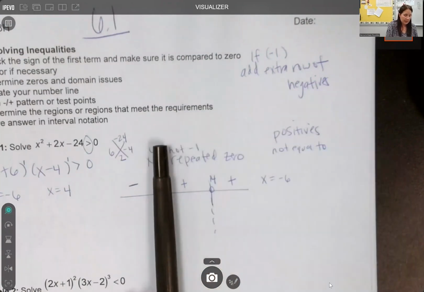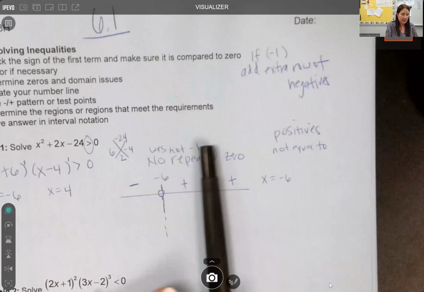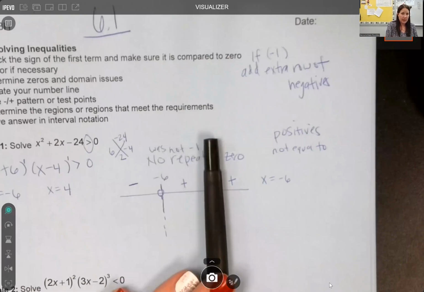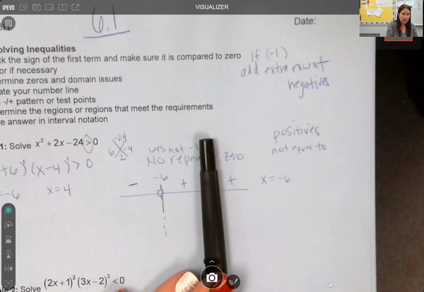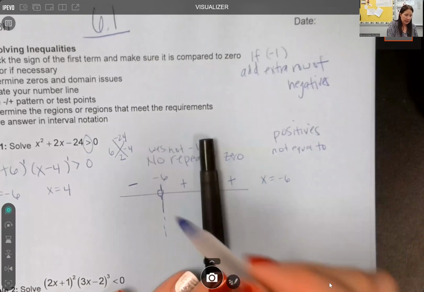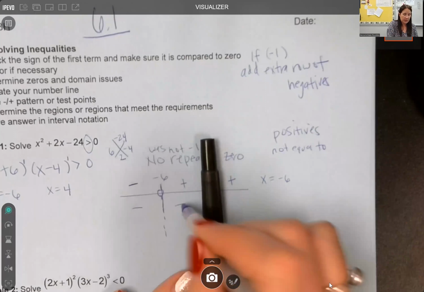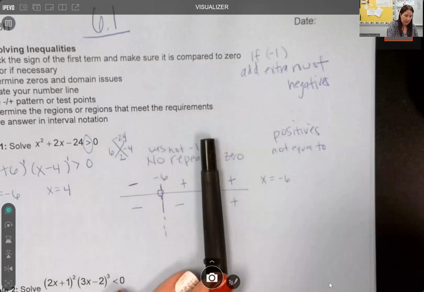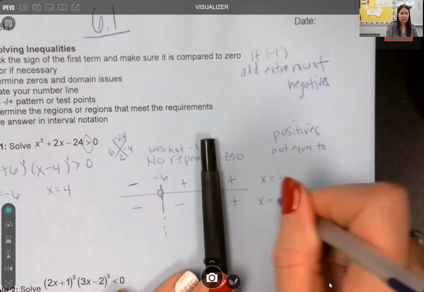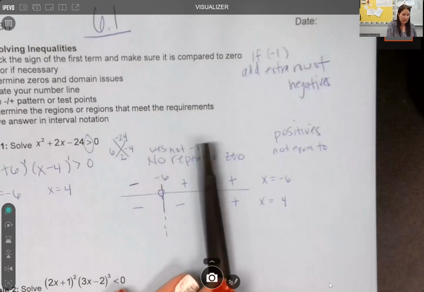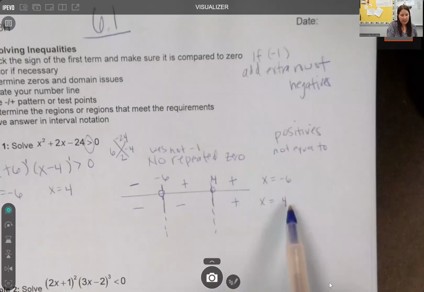So this is my first row for x equals -6. Now, if I scoot over and say that this is now 0, I have to do another row. So this is going to be negative, negative, and then positive. This is for x equals 4. Okay, so I make my rows. Now I have to multiply these together.